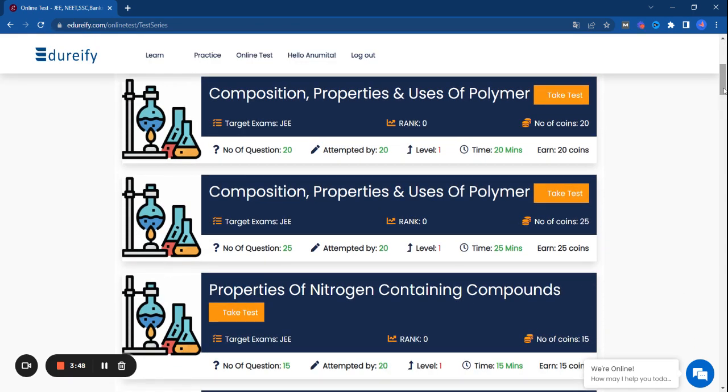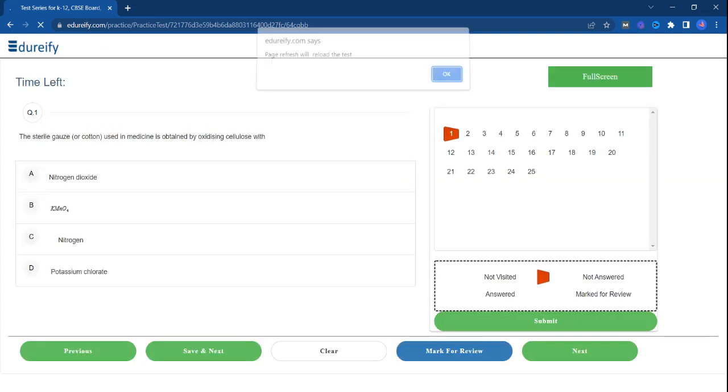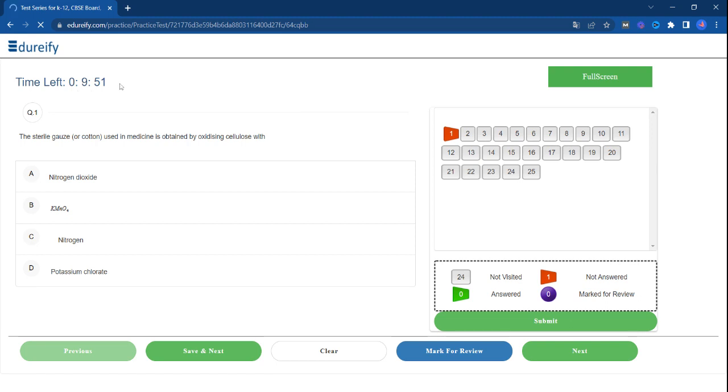So these are the tests. Let's start with one test: Composition, properties and uses of polymer. There are a total of 25 questions and you have to attempt these 25 questions within a time limit.